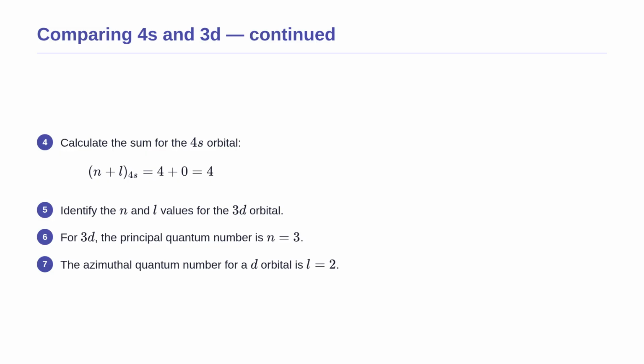Next, we do the exact same process for the 3d orbital. The principal quantum number n is 3, because it belongs to the third main energy shell. The azimuthal quantum number L for any d orbital is always defined as 2. We now have the pieces we need to find the sum for the 3d orbital.